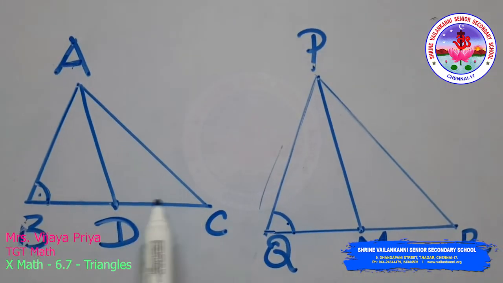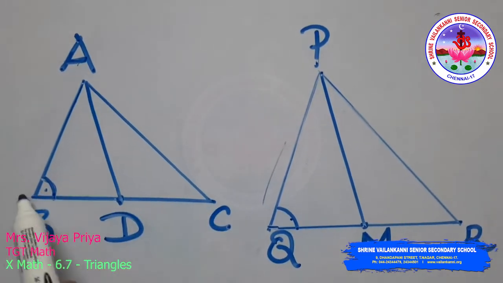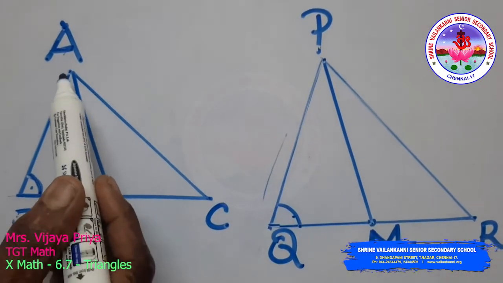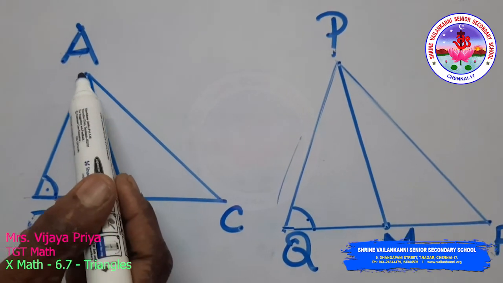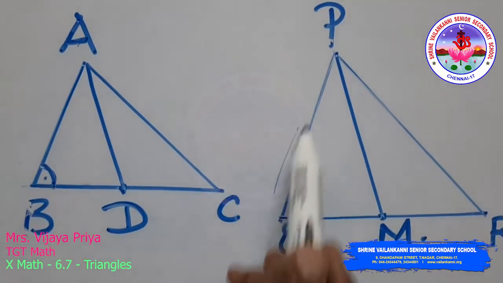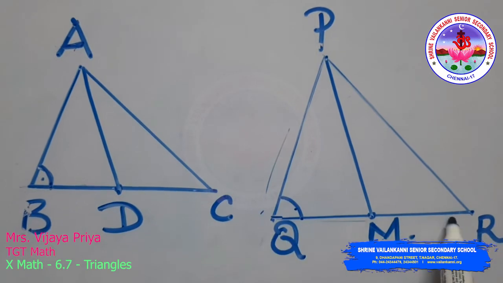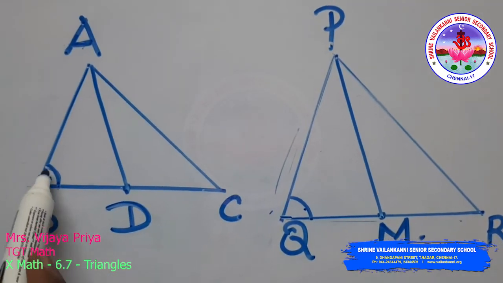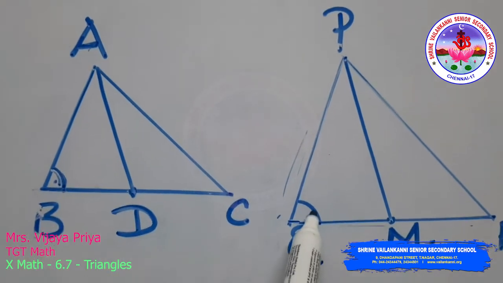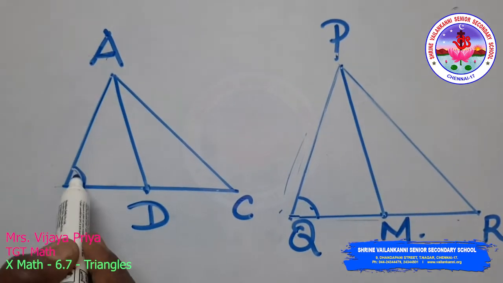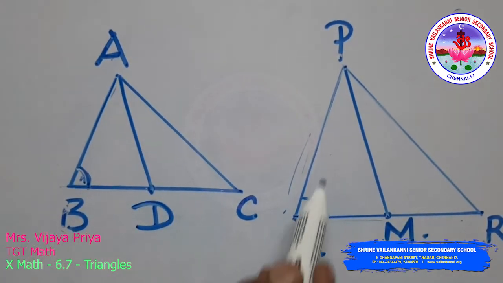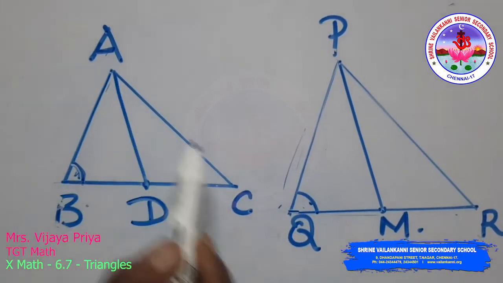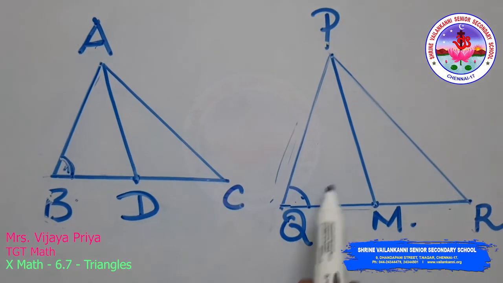Second case, we want to prove that the full triangle ABC is similar to triangle PQR. Already we know it's given in the statement that AB by PQ is equal to BC by QR. Those two sides of the two triangles are in proportion, and we got angle B is equal to angle Q, where this angle is included between these two sides. So I can use SAS similarity to prove the triangle ABC is similar to triangle PQR.